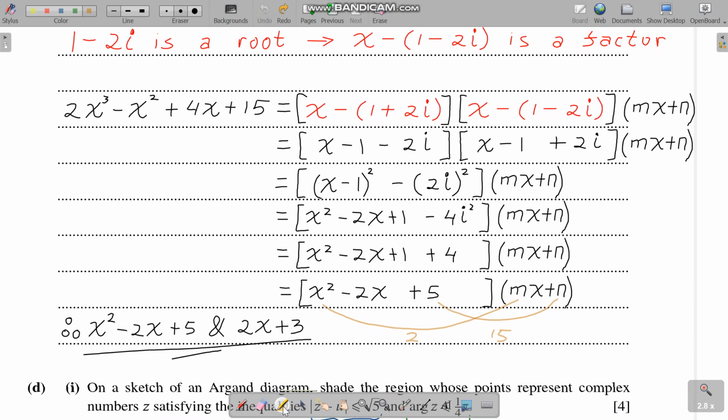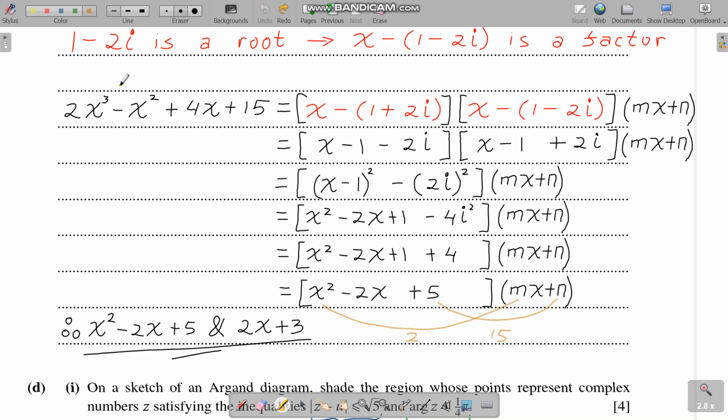So if we look at the left hand side, just look at the x cubed term, 2x cubed. The only way to get 2x cubed is from x squared times mx. So when we multiply x squared times mx, we have to get 2x cubed, which means obviously the m is 2.